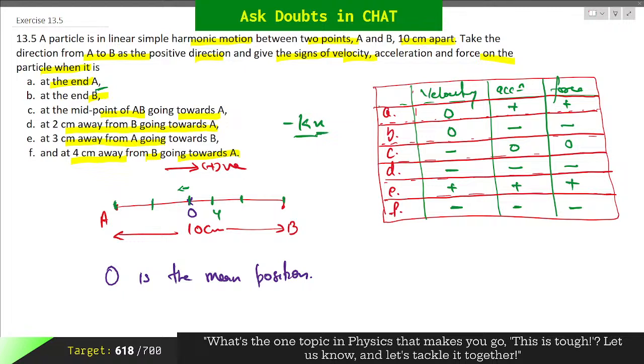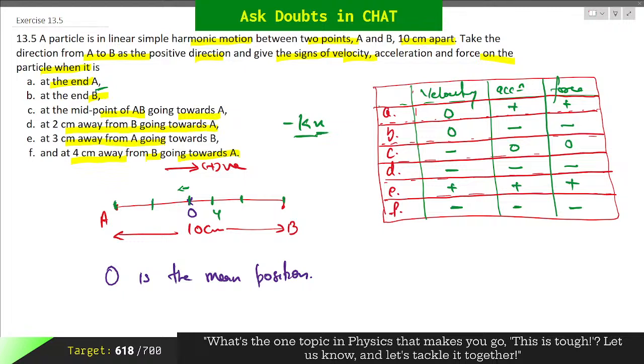Now here we can say that whatever the direction of acceleration will be, the same direction will be followed by the force, because force is mass times acceleration, so acceleration and force will have the same direction. And let's now consider all these 6 positions and find out what is the sign of velocity and acceleration.